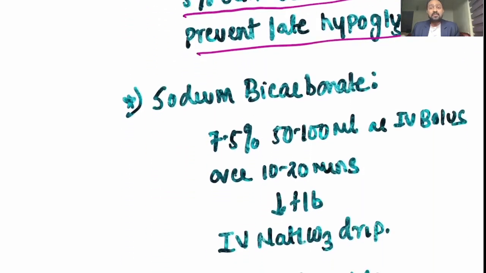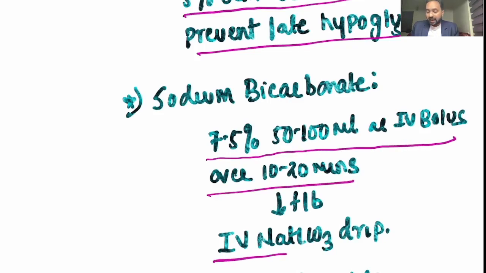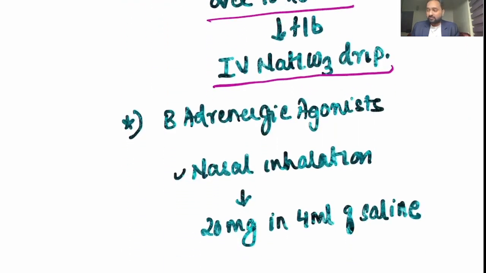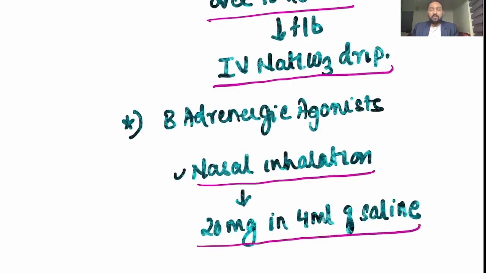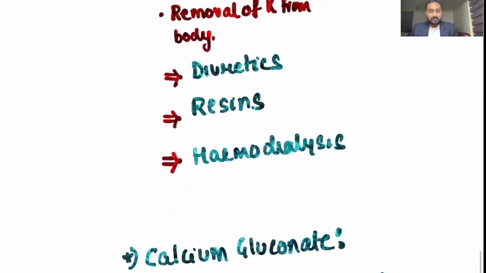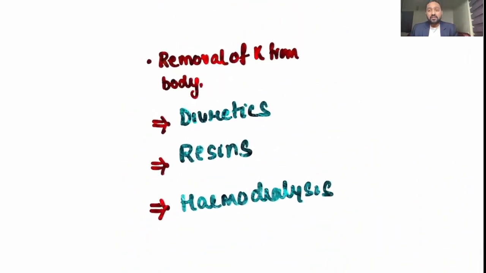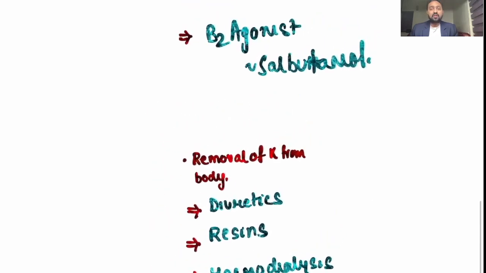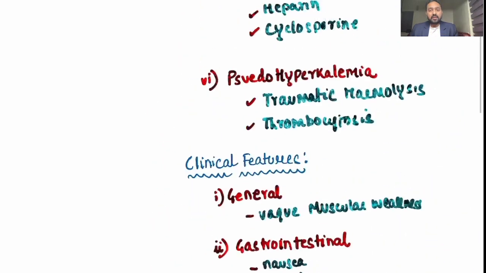The dose of sodium bicarbonate would be 7.5%, 50 to 100 ml as IV bolus over 10 to 20 minutes, followed by IV sodium bicarbonate drip, and the beta adrenergic agonist, which would be nebulized inhalation, usually 20 mg in 4 ml of saline, right? So those who would want to remember the doses, these are the doses for the drugs used in hyperkalemia. Even if you do not remember the doses, at least remember the names of the drugs, right? So this is all about hyperkalemia, right? Thank you.